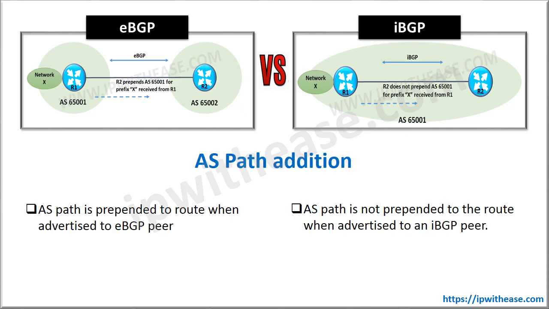Based upon the diagrams, it is evident that for eBGP, the AS path is prepended to the route when advertised to its eBGP peer. However, in case of iBGP, the AS path is not prepended to the route when advertised to an iBGP peer.